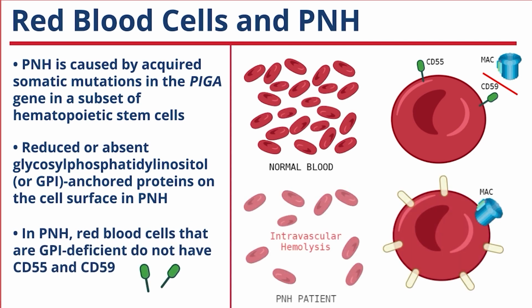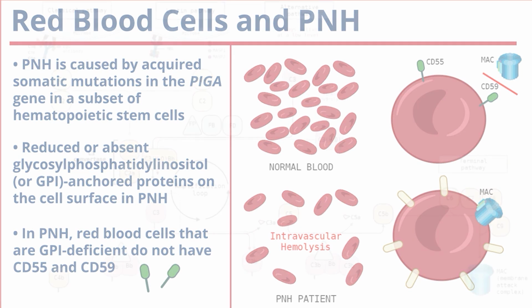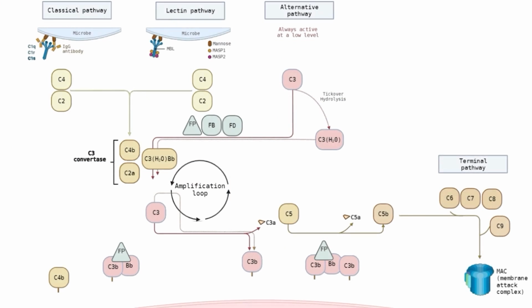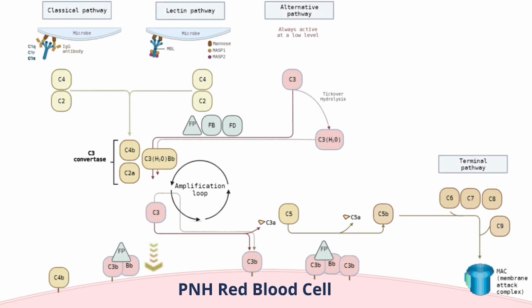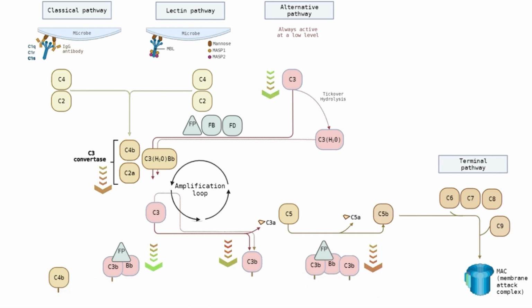In PNH, red blood cells that are GPI deficient do not have CD55 and CD59 on their outer membranes and are unshielded from attack by the complement system. The PNH red blood cells are unable to modulate complement activation on their surface, and the continuous spontaneous C3 tickover leads to surface complement activation with generation of alternative pathway C3 convertase. Once C5 convertases are generated, the terminal complement pathway is initiated, which eventually leads to MAC formation and MAC-mediated intravascular hemolysis.